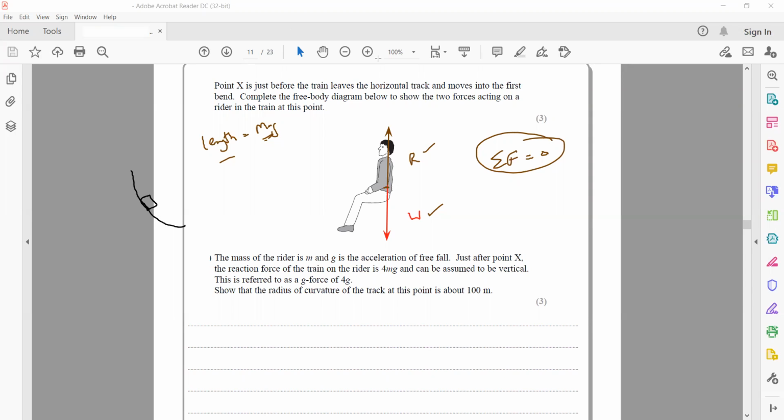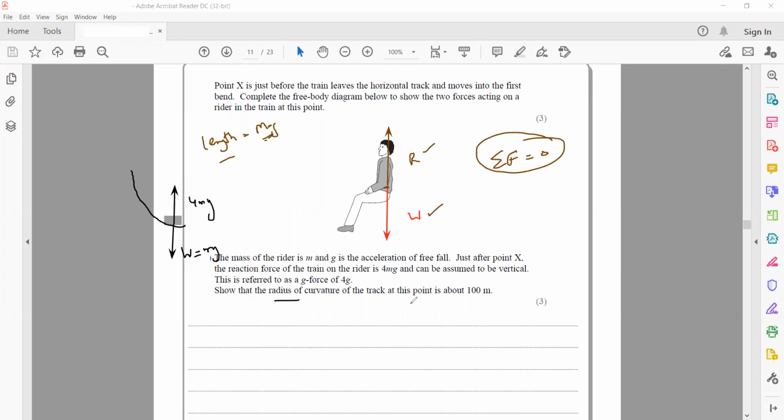So just when it entered the first bend, the weight, which is mg, is acting down, and the normal contact force, now there should be a resultant force. Why should there be a resultant force? Because it is moving in a circular path. So whenever an object moves in a circular path, there should be a resultant force. So the weight is mg, which is acting downward, and the normal contact force is now 4 mg.